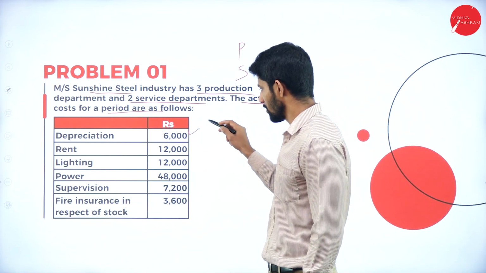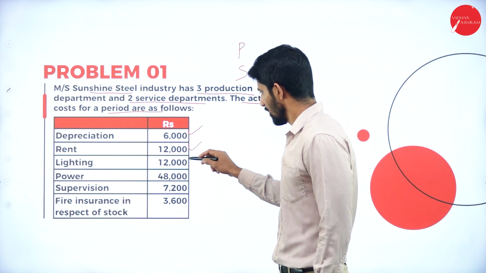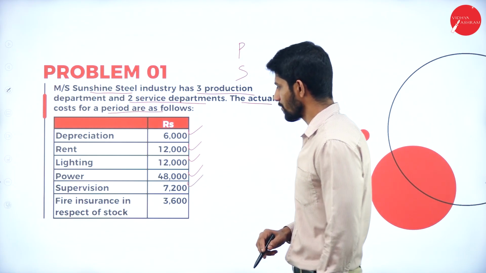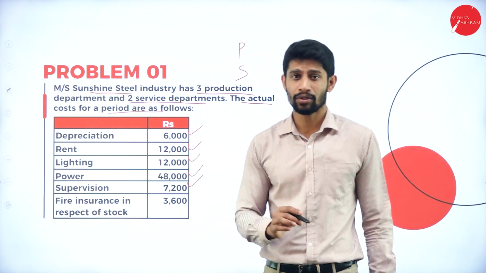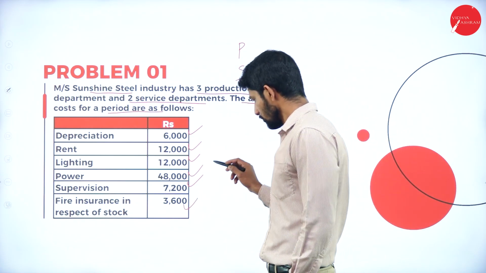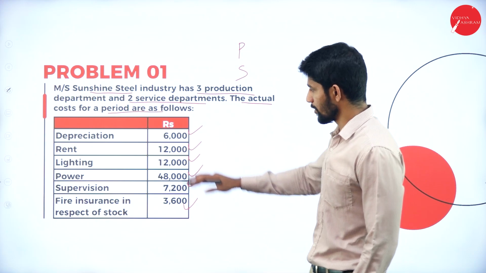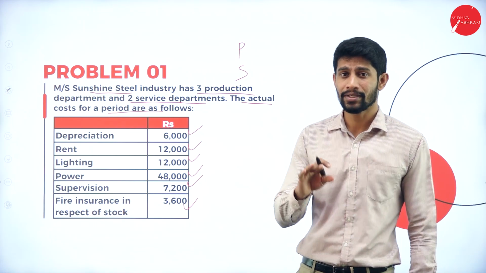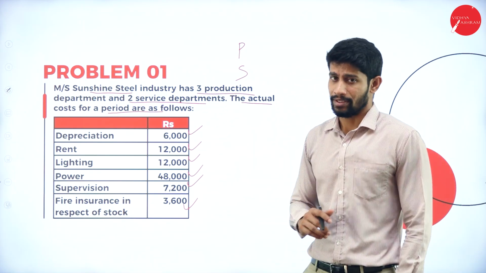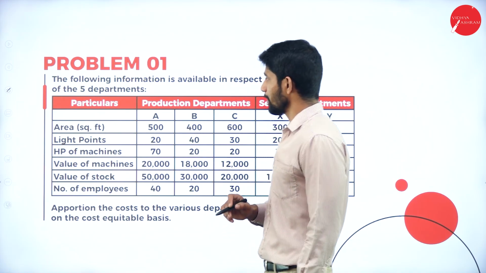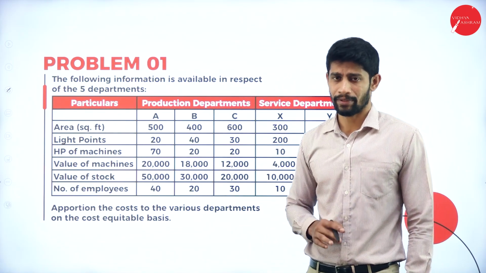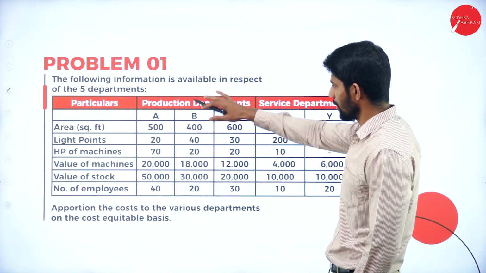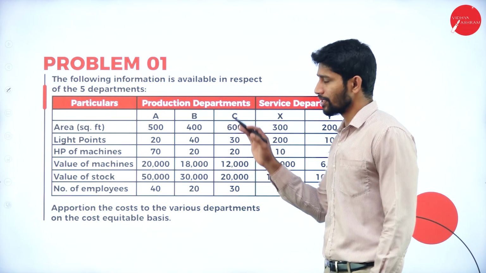Depreciation we have 6,000, rent 12,000, lighting 12,000, power 48,000, supervision 7,200, fire insurance in respect of stock 3,600. So these are all the expenditures we have. We are supposed to allocate the expenditure based upon the department. Further, the following information is available in respect of 5 departments. Here you got to know the different expenditures, and here you can see the information with respect to the 5 departments.